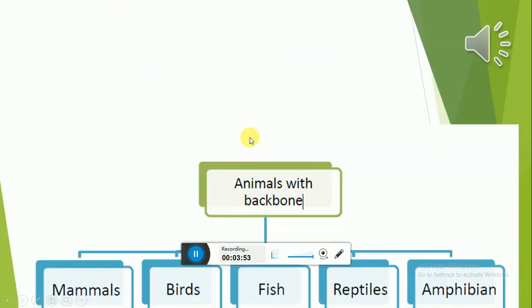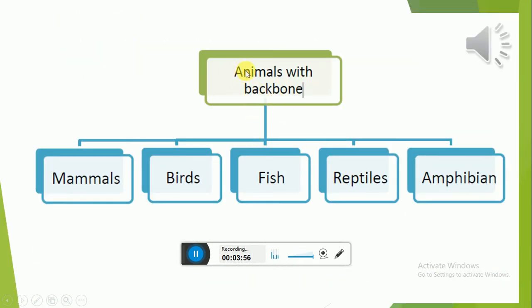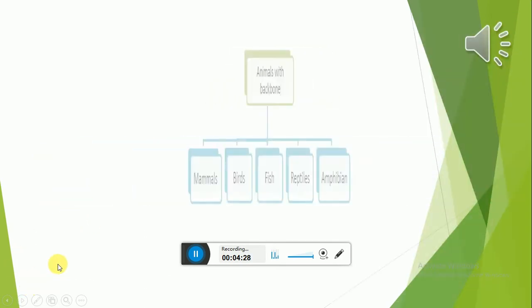Okay, if we look here, you can find the first group, animals with backbone. Animals with backbones have 5 groups. Today, inshallah, we're gonna talk about 3 of them: mammals, birds, fish. Next time, inshallah, next session, we're gonna talk about reptiles and amphibians. So you all know birds have wings, fish live in water, but we don't know much about mammals. So let's watch the next videos together to know more about mammals, birds, and fish.